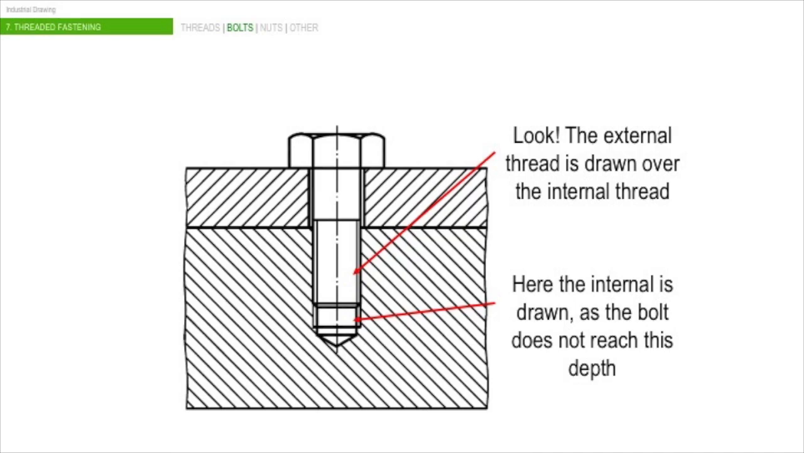Let's talk now about bolts. These are perhaps the most common threaded parts used in engineering. You can see here how we use a bolt to tie 2 different parts. Only the bottom part is threaded. In the top part, there is a small gap between the hole and the bolt. You can see here how the external thread is drawn over the internal thread.